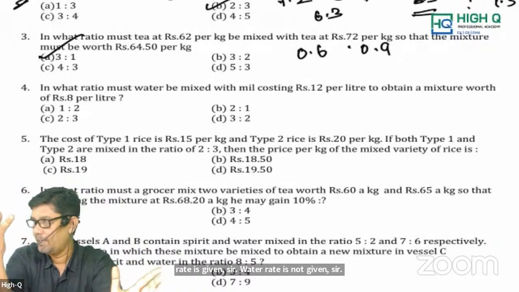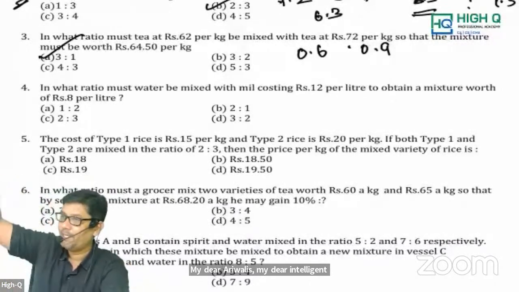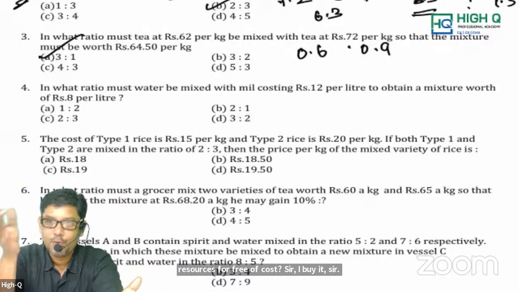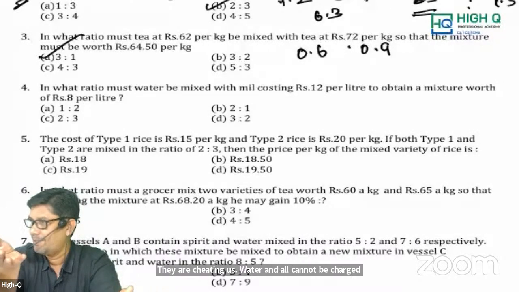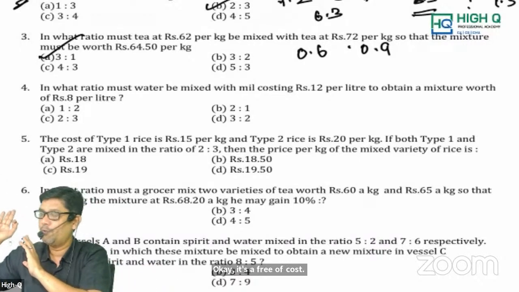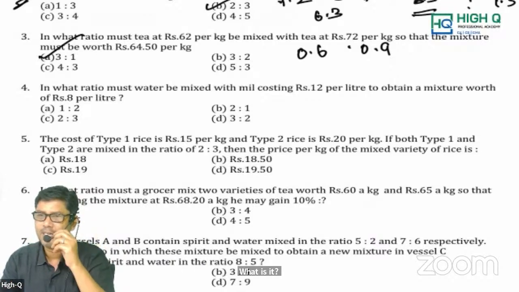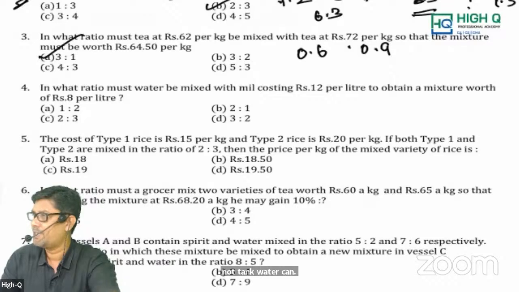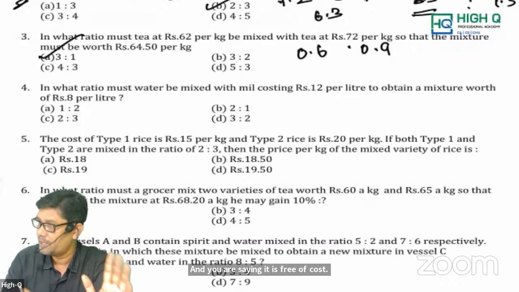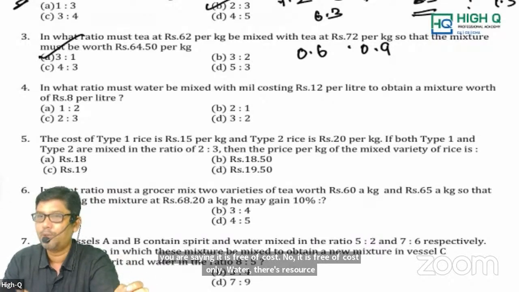My dear intelligent students, water resources are free of cost. Sir, I buy it, sir. No, actually, you cannot buy that. They are cheating us. Water and all cannot be charged. Okay, it's free of cost. Sir, it is 40 rupees, 50 rupees per can, sir. And you are saying it is free of cost. No, it is free of cost only. This resource is always for everyone. No one can tell us that you cannot use it.